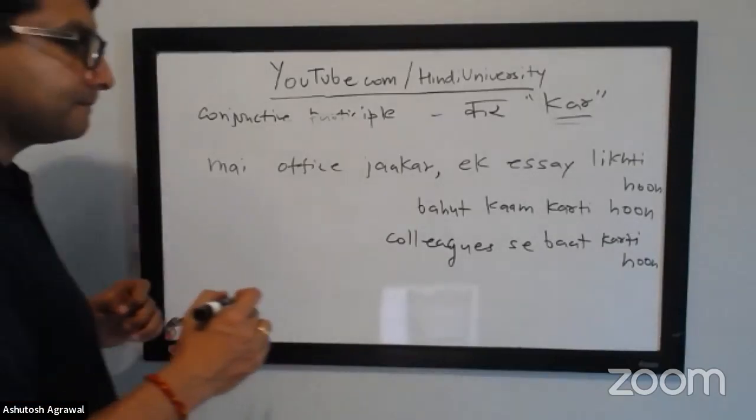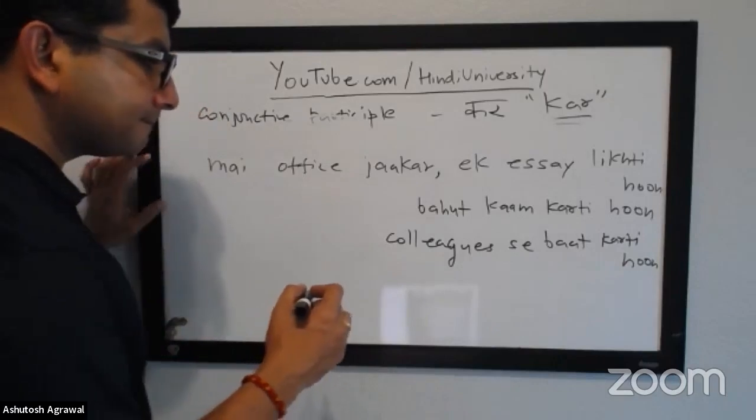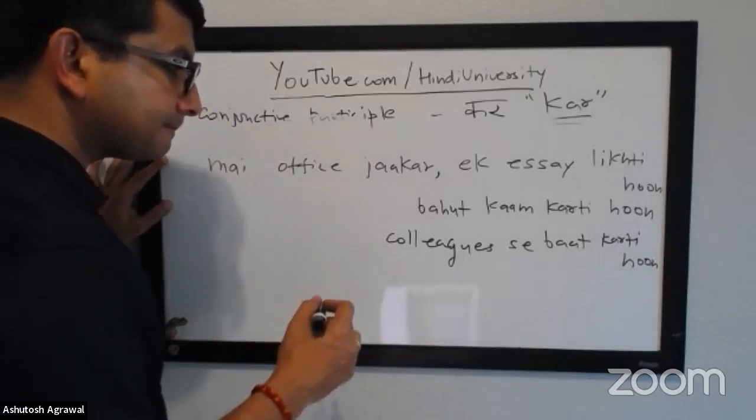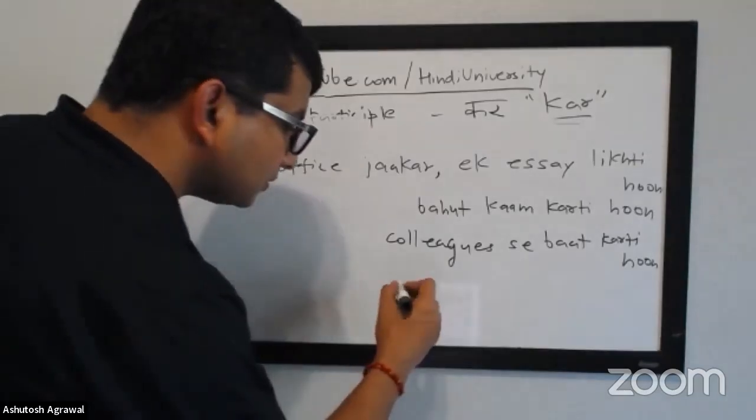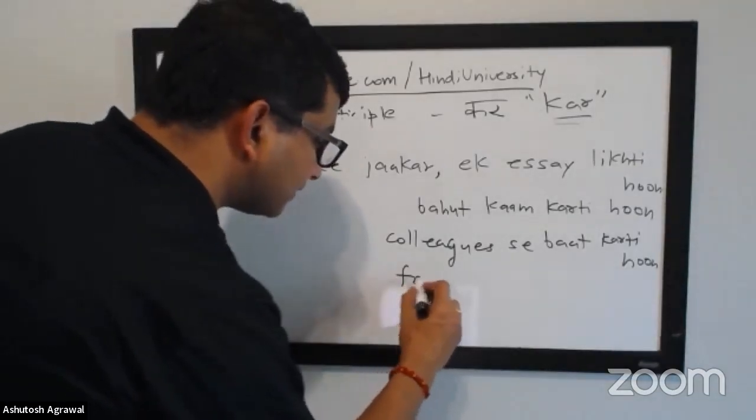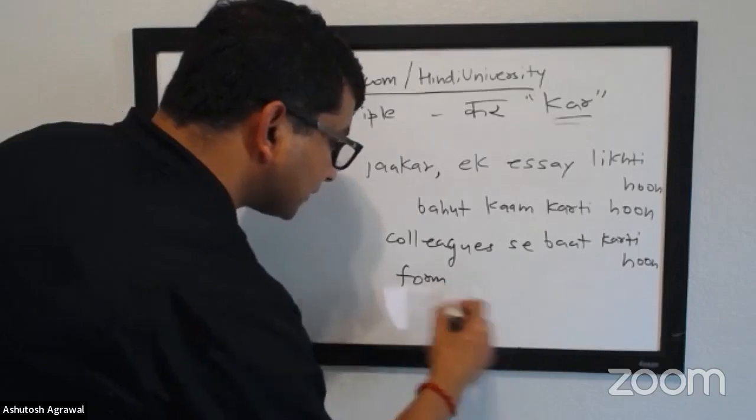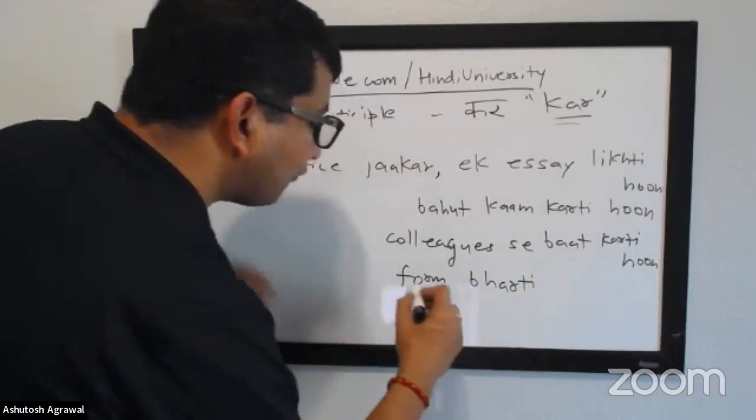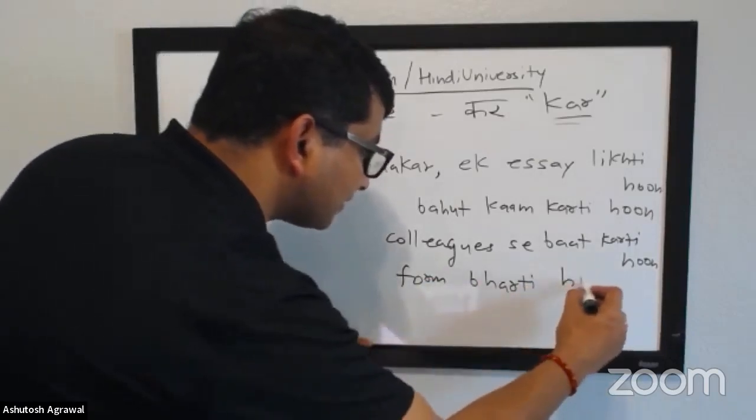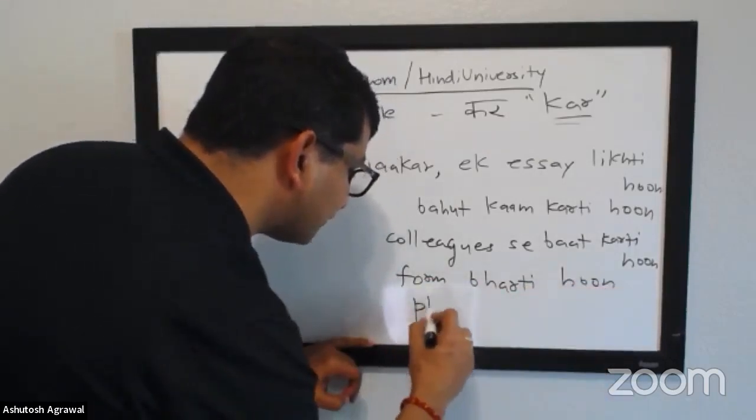मैं ऑफिस जाकर फोन करती हूँ. क्या करती हूँ? फॉर्म भरती हूँ. Okay, very good. फॉर्म, this one, right? फॉर्म भरती हूँ. फोन. टेलीफोन. फोन करती हूँ. Okay, so let me, फोन करती हूँ. Very good. मैं ऑफिस जाकर, the other one works too.